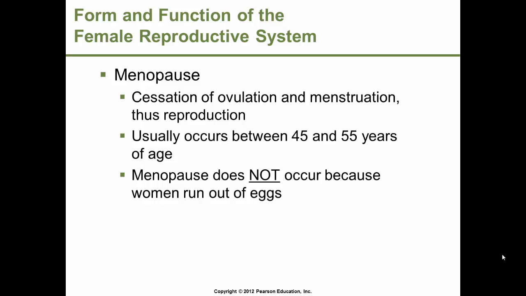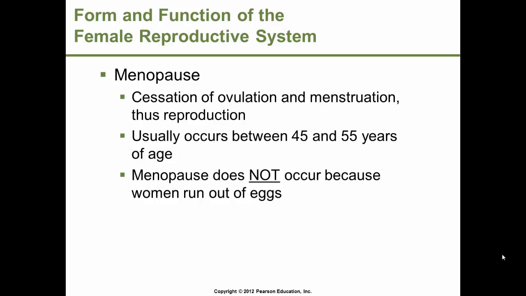Menopause is when females cease to ovulate and menstruate, thus the reproductive possibilities end at that time as well. It usually occurs between the ages of 45 and 55.